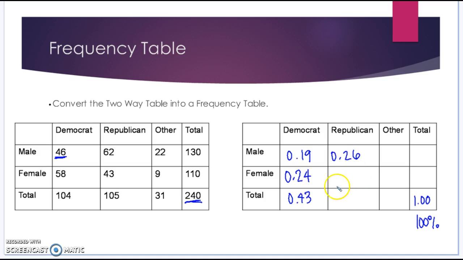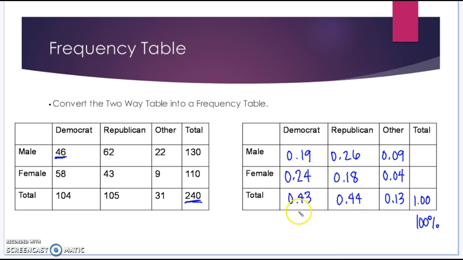0.26. 43 divided by 240 gives you 0.18. And then 0.26 and 0.18 is going to give us 0.44. And then over here, 22 divided by 240, so a small one, is 0.09. 9 divided by 240 is even smaller. We get 0.04. And then 0.09 and 0.04 is going to give us 0.13.